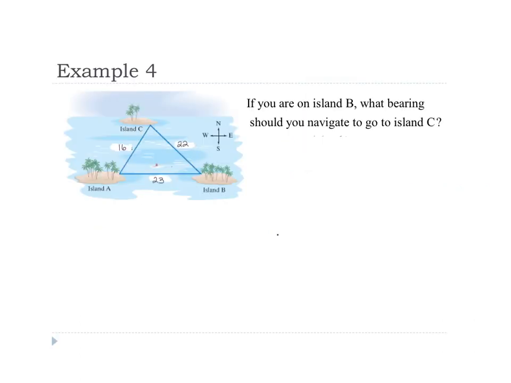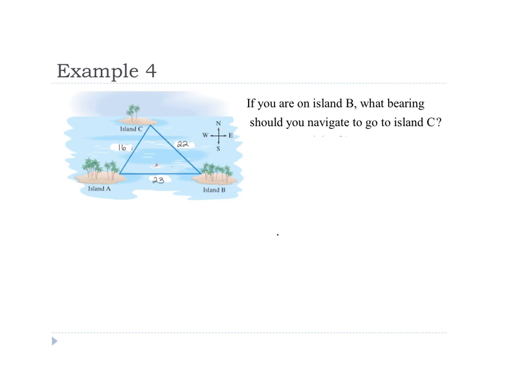All right, so this one says, you are on island B. What bearing should you navigate to go to island C? So now we're dealing with bearings again, but this time we're looking for the bearing instead of given the bearing and trying to find the measurement. So first thing is yours is missing the side lengths, right? It's 16 on the left, 22 on the right, and 23 on the bottom.